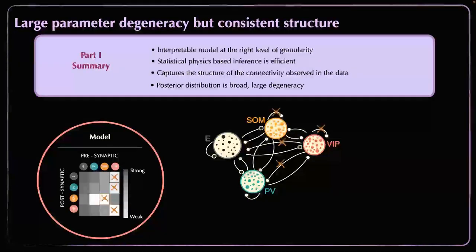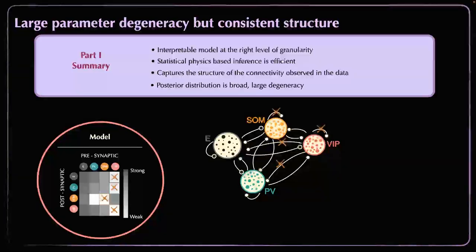I told you that instead of training RNNs and doing costly minimizations, I used a way of leveraging the theoretical tractability of this network to actually write down simple equations that can be minimized sufficiently fast. I told you that this inference method allows us to recover the structure of the connectivity. And I also told you that the posterior distribution that I found is broad.